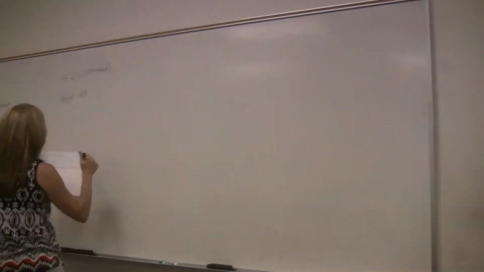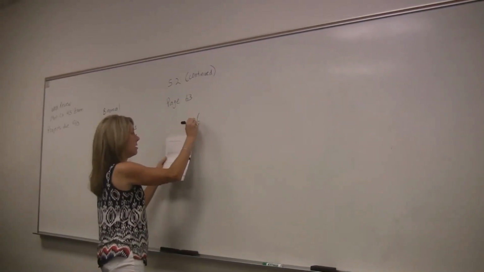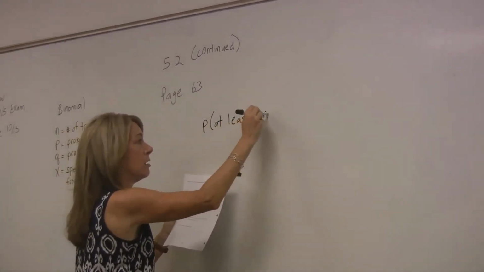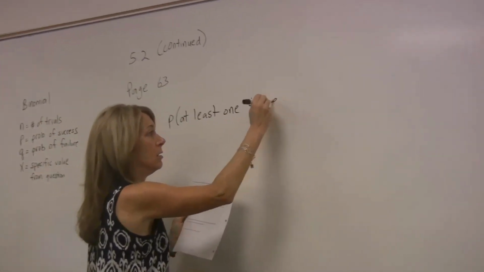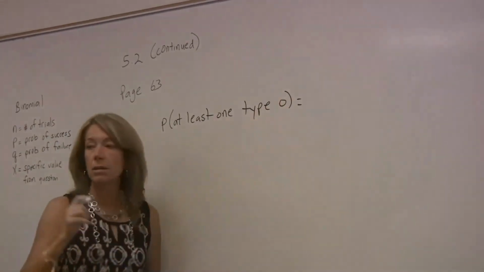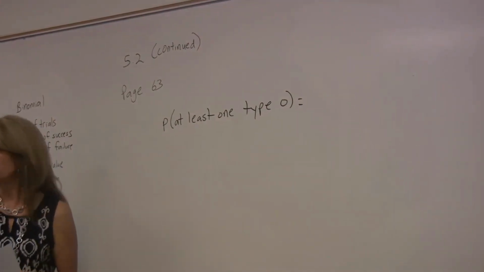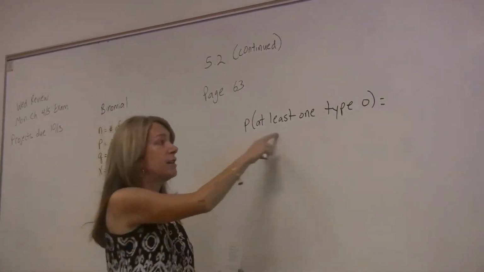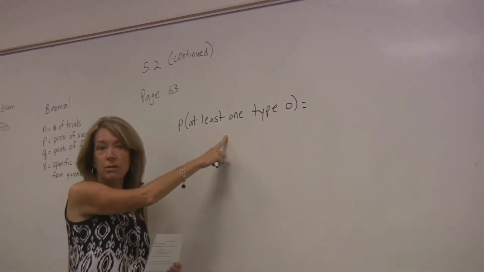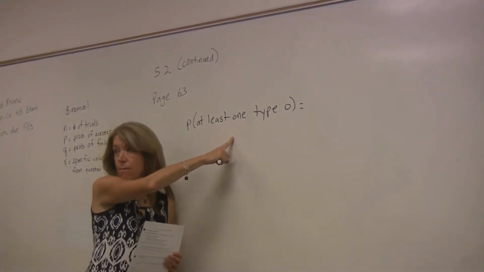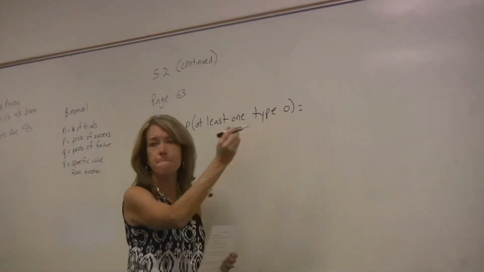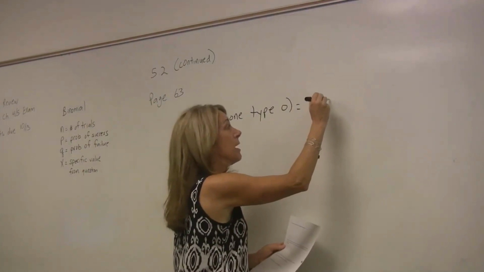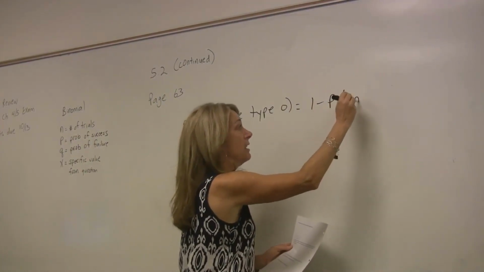So I'm doing the problem at the very bottom first. At least one type O. We agree with Evelyn that the complement is that none are type O? And so every time we see an at least one problem, what do we do? What do we do with that complement though? 1 minus, yeah? 1 minus the probability that none are type O?